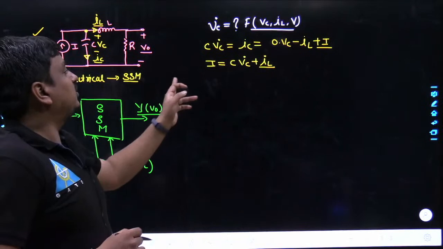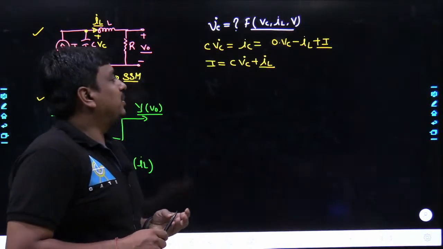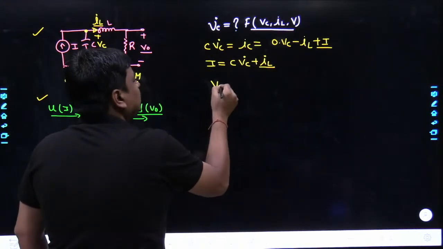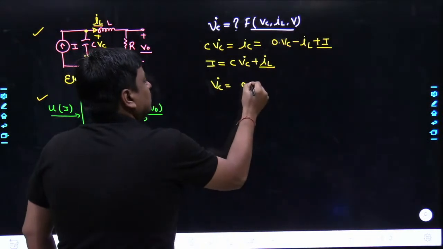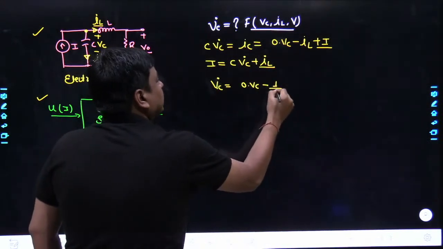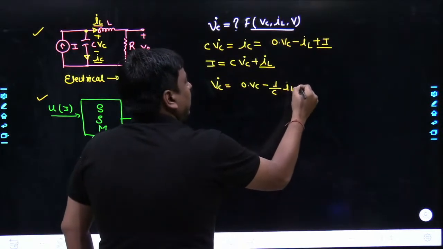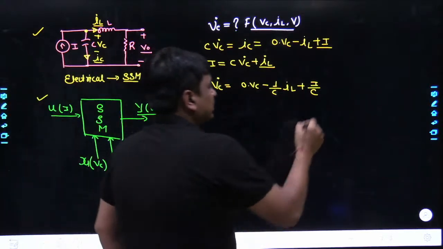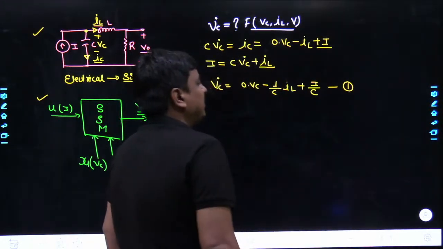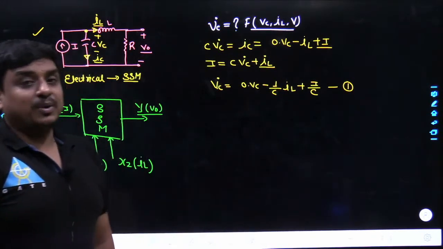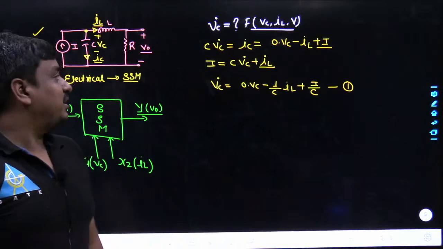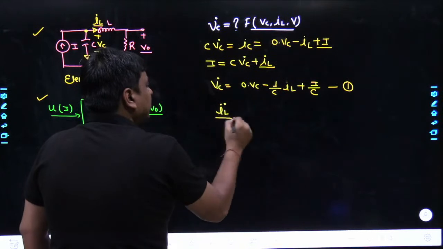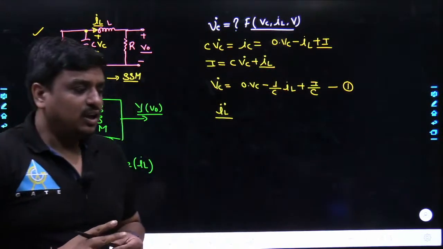Agreed till this point? So here I equals C Vc dot plus IL. Let me rearrange this. So here goes Vc dot equals 0 times Vc minus 1 divided by C times IL, plus I divided by C. So at least the first important equation has come into the picture, which would decide part of A as well as part of B. The complete A and B have not been decided yet, but I would now discuss the derivative of the next state variable, and that's nothing but the IL dot.